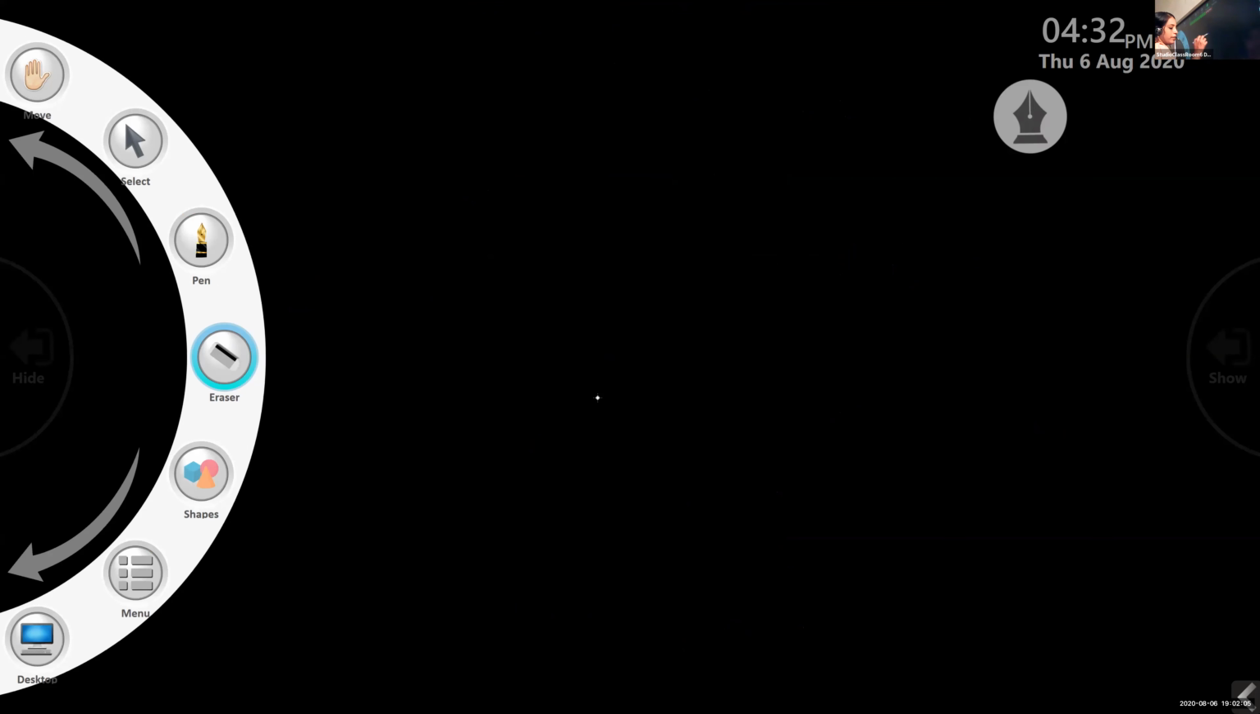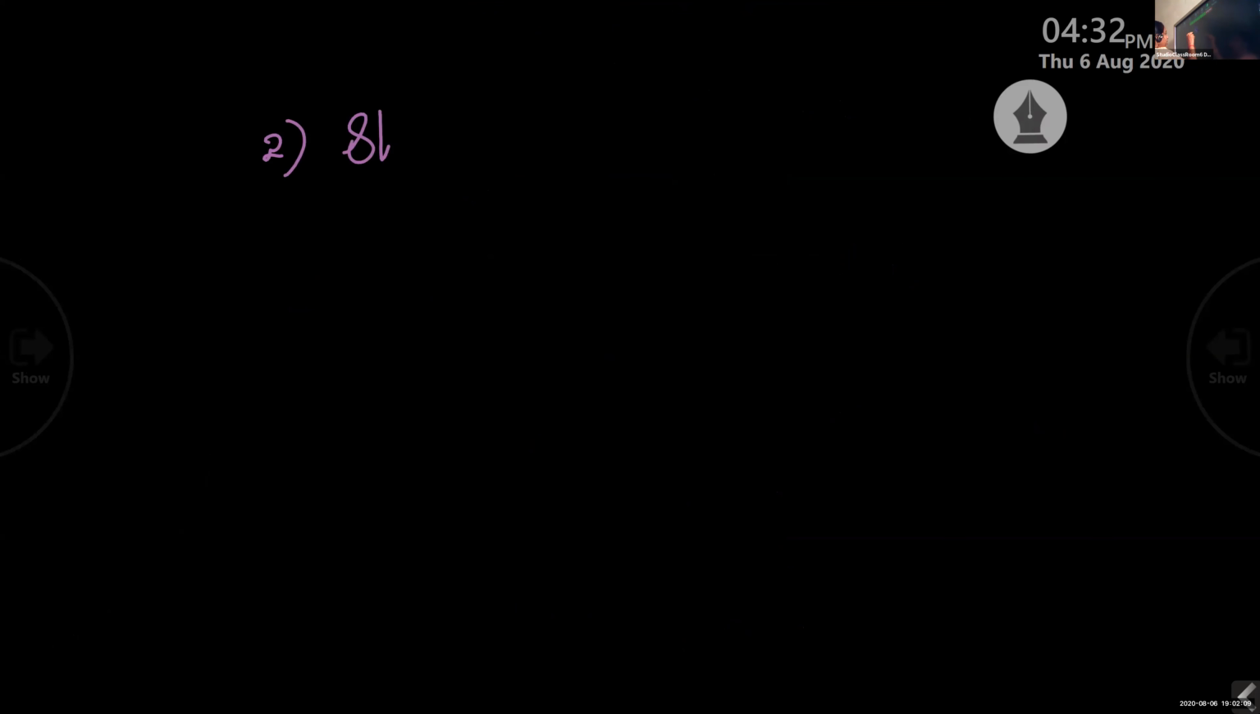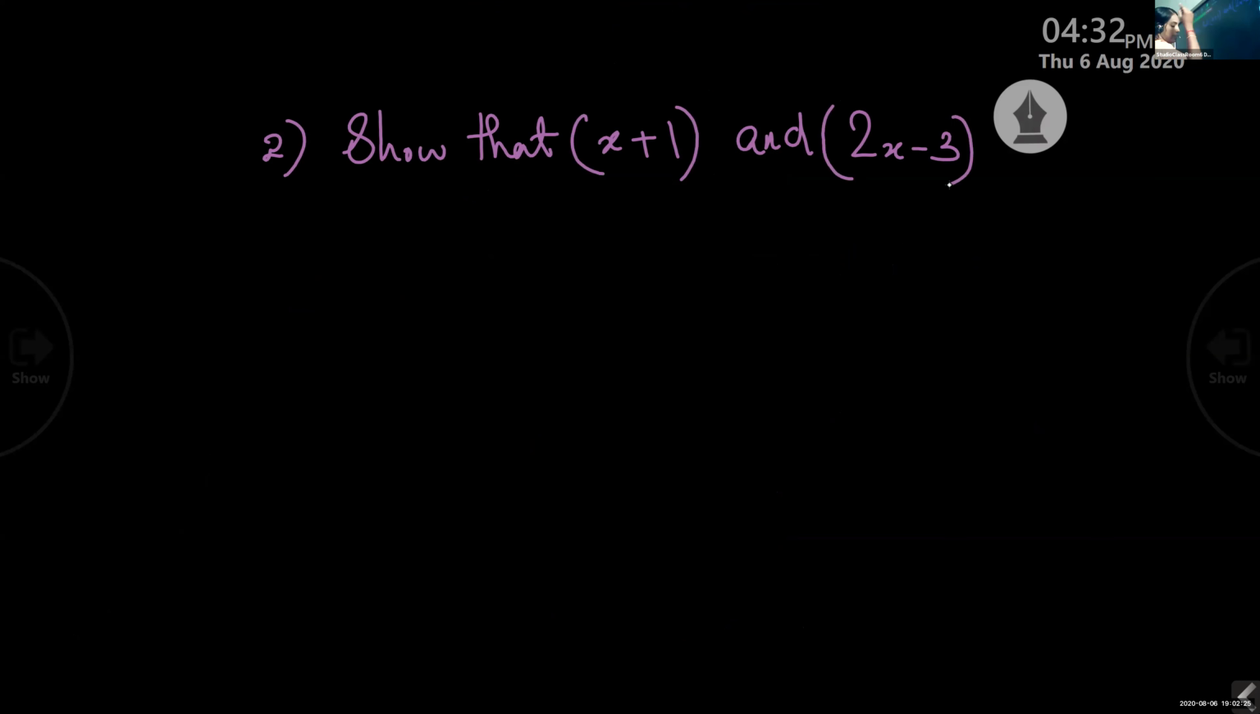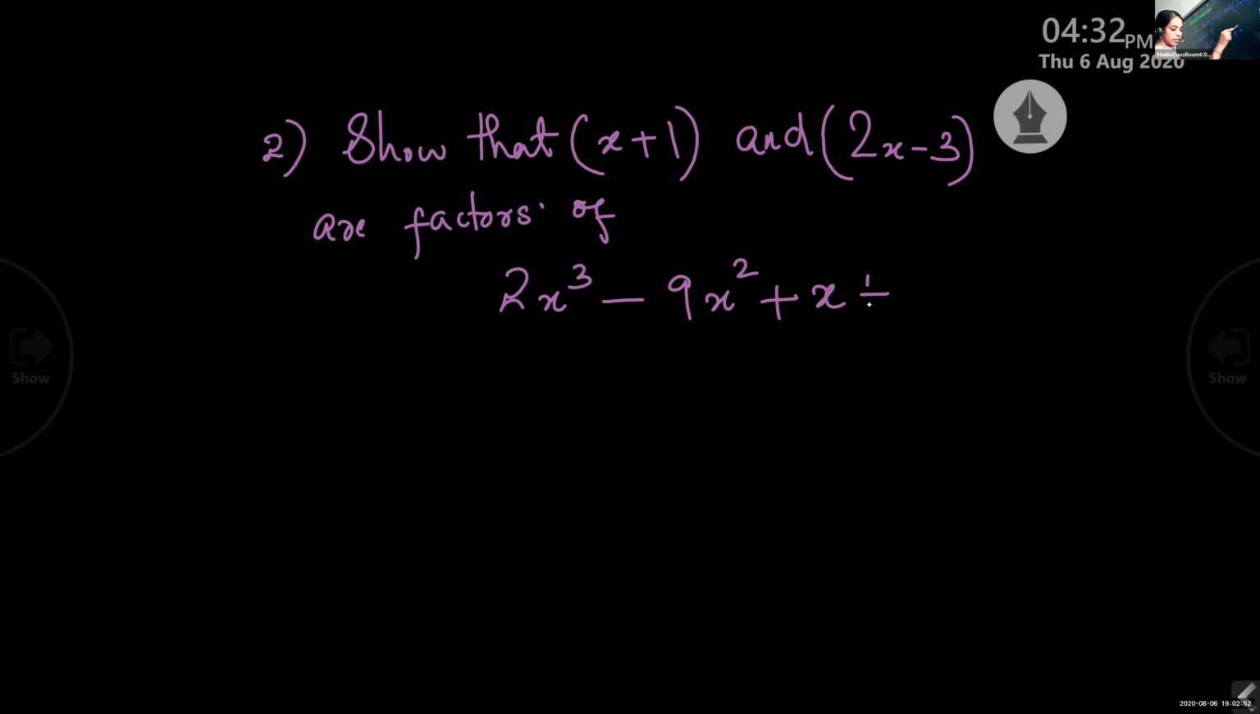Second question: show that x plus 1 and 2x minus 3 are factors of 2x cube minus 9x square plus x plus 12.